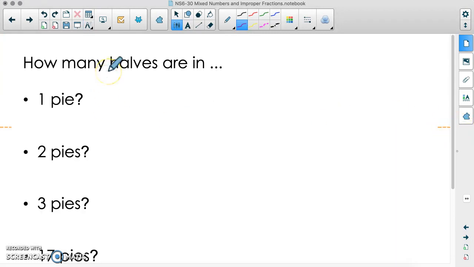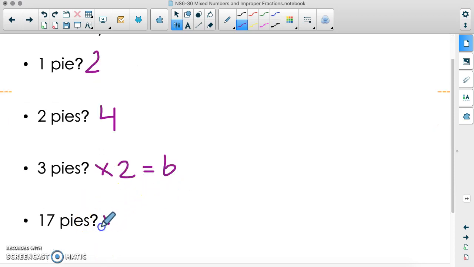Now, how many halves would you have in one pie? Well, if one pie is cut into halves, then there's going to be 2 halves. So I've done 1 times 2. If I have 2 pies that are cut into halves, I'm going to do 2 times 2. There's going to be 4. If I have 3 pies cut into half, I'm going to multiply 3 times 2. It's going to give me 6. Now, if I have 17 pies and I multiply that by 2 because they're cut into halves, I'm going to end up with 34.